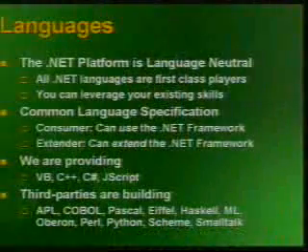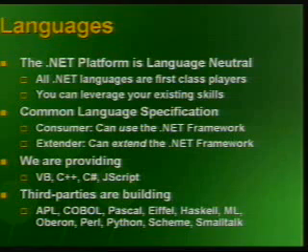Common language specification actually divides languages into two groups. The consumer group, which is sort of the easy way to implement a language on top of the .NET framework. And really all that's required there is that you provide access to all of the functionality in the framework. But over and above that, there's the extender group, in which we have languages that also permit you to extend the framework by creating new classes through inheritance.